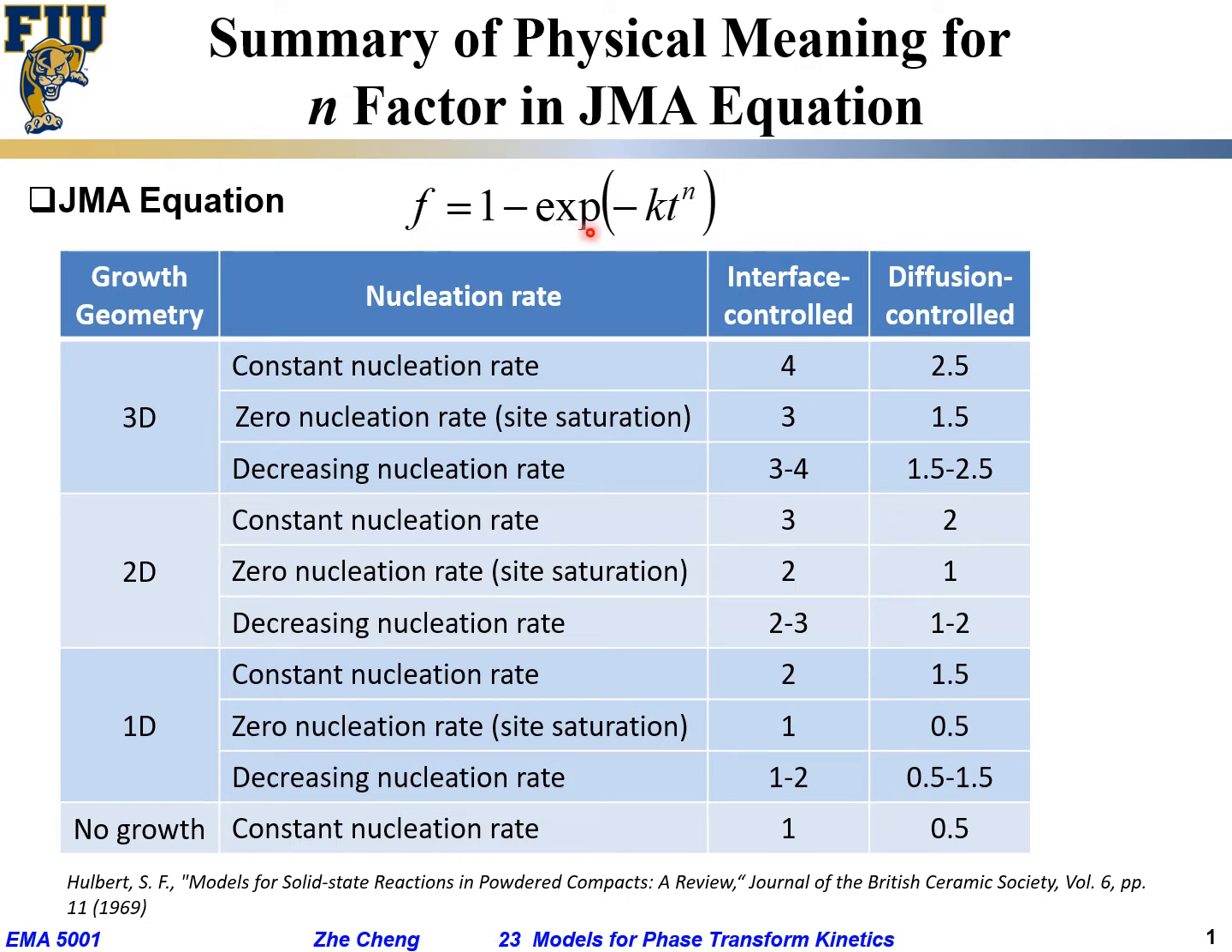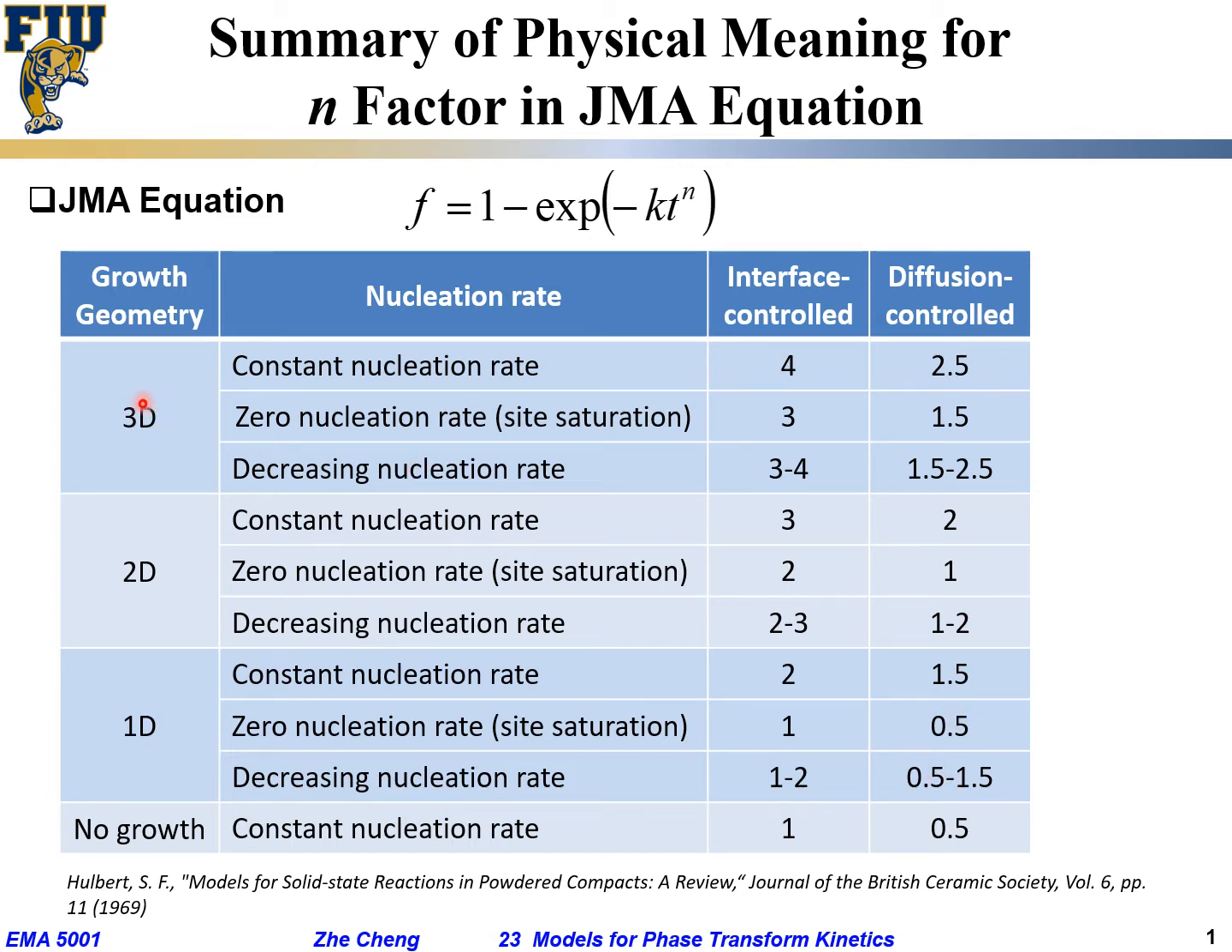Okay, but then for the n number, this table listed the possible values for different scenarios. The two columns, one is for interface control, one is for diffusion control. Interface control, for that, we are assuming the diffusion is relatively fast. The slowest step is rearrangement of the atoms near the interface from host phase to the precipitate or the new phase. While diffusion controlled model assumes the interfacial reaction is fast, the reaction is controlled by bringing the solute from far away to the interface, and it can have different values.